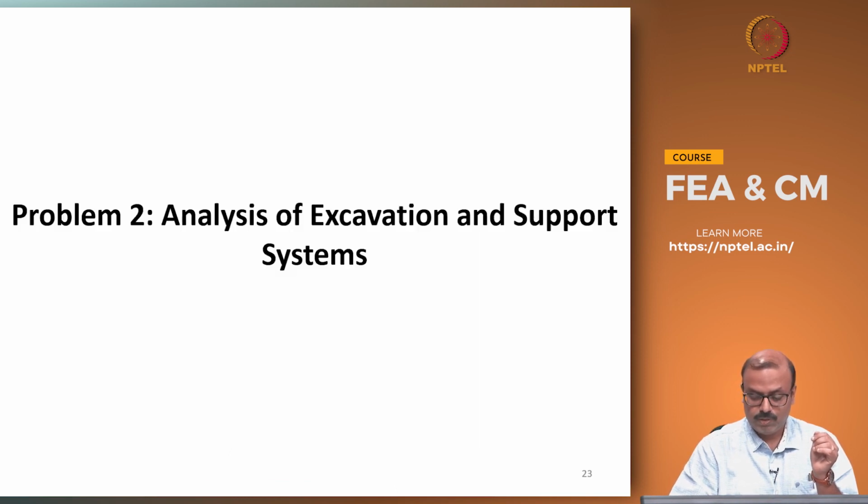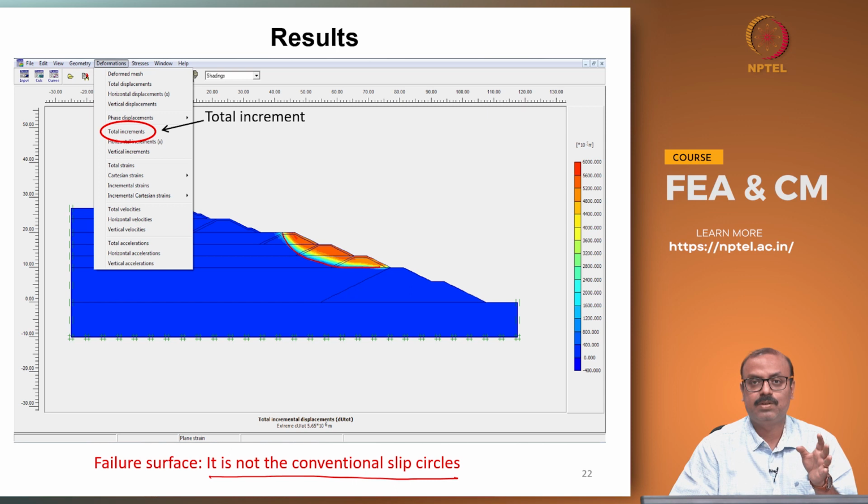So, this is a simple exercise for slope stability. Usually, the general understanding is that the factor of safety which you obtain from the finite element analysis for a slope is generally slightly on the conservative side compared to the factor of safety which you obtain from the limit equilibrium approach, like your Bishop's method, your Janbu's method, or the Morgenstern-Price approach, and so on.